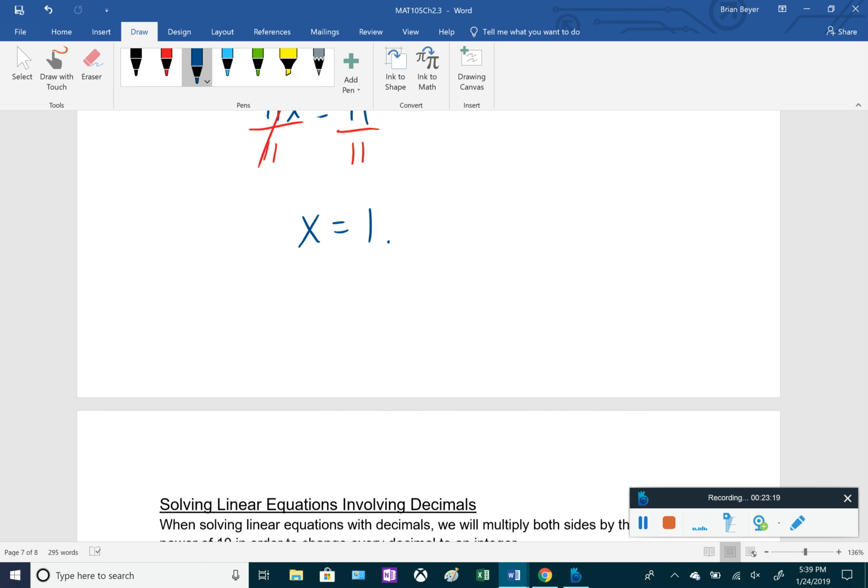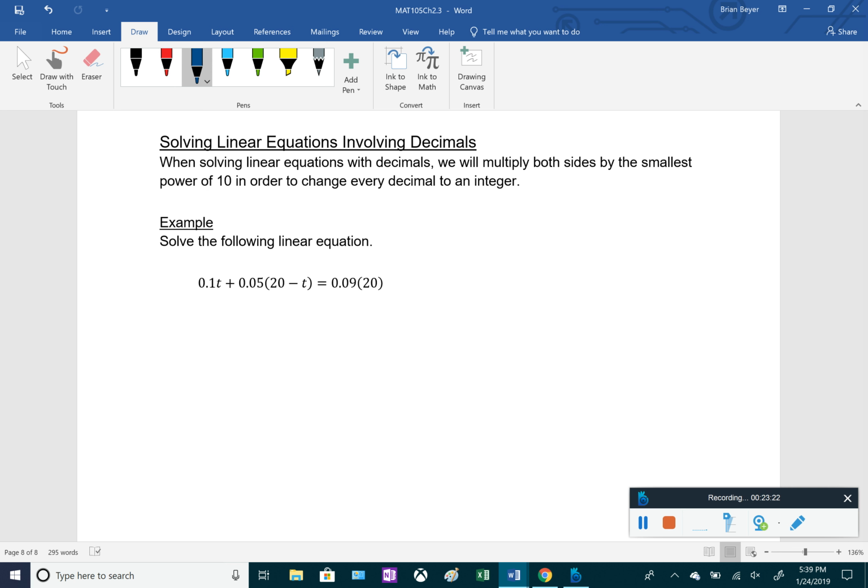Okay, so let's do one more concept here. Let's solve some linear equations with decimals. So far we have already worked with decimals inside linear equations. We can just add and multiply and subtract and divide decimals like we normally do. We're going to do it a little bit differently here, and in my opinion, this is a little bit easier. Once we realize we have decimals, we're going to multiply both sides by the smallest power of 10. What this does is change every decimal to an integer. So it's going to get rid of the decimals just like we got rid of the fractions in the previous ones. Let's see what I mean here.